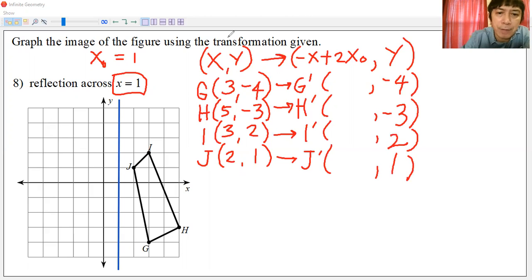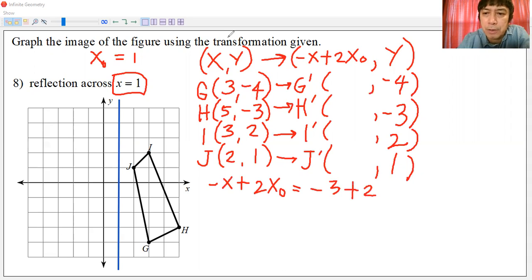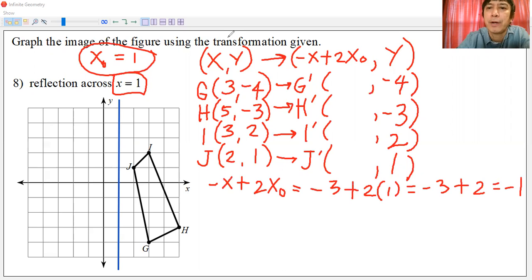The x values will be computed using the formula negative x plus 2 times x of 0. The x value for point G is 3, so negative 3 plus 2 times x of 0. Our x of 0 is 1, so 2 times 1. We have negative 3 plus 2, it's -1. So -1 for G prime, value for x.